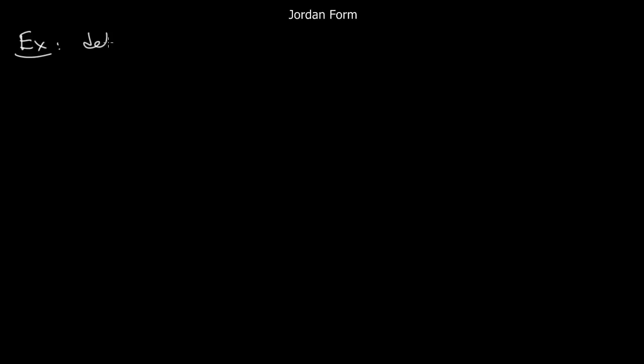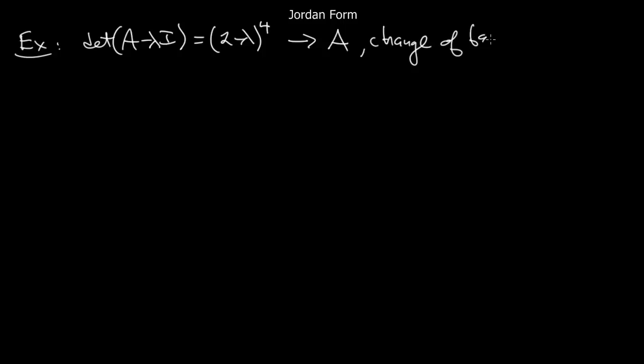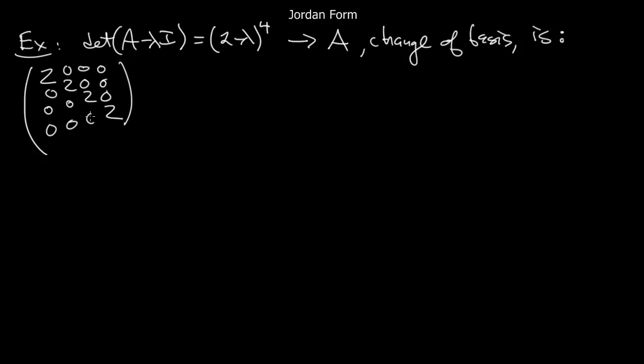So let's do an example. Suppose I gave you a matrix and I told you that its characteristic polynomial was (2 minus lambda) to the 4th. So that is to say it's a 4 by 4 matrix, and it only has a single eigenvalue 2. And after changing basis, I can write A in the following form. Well, let's see. It could be diagonalizable. So I'll put in lots of zeros there.